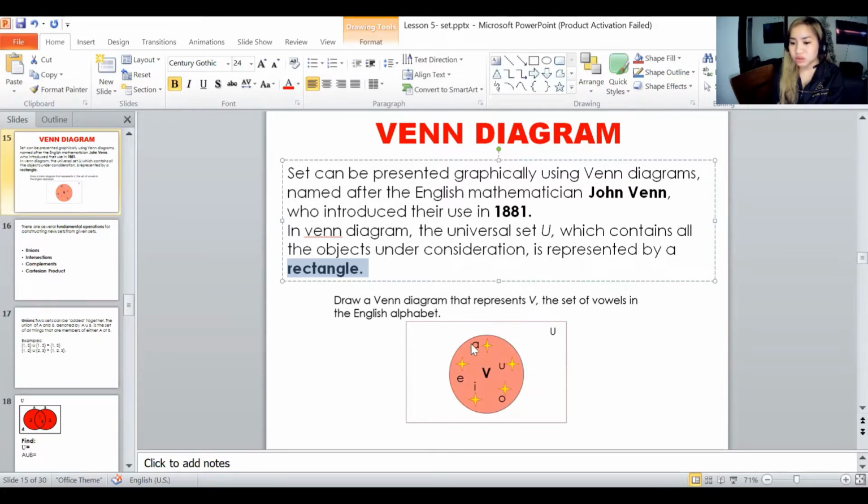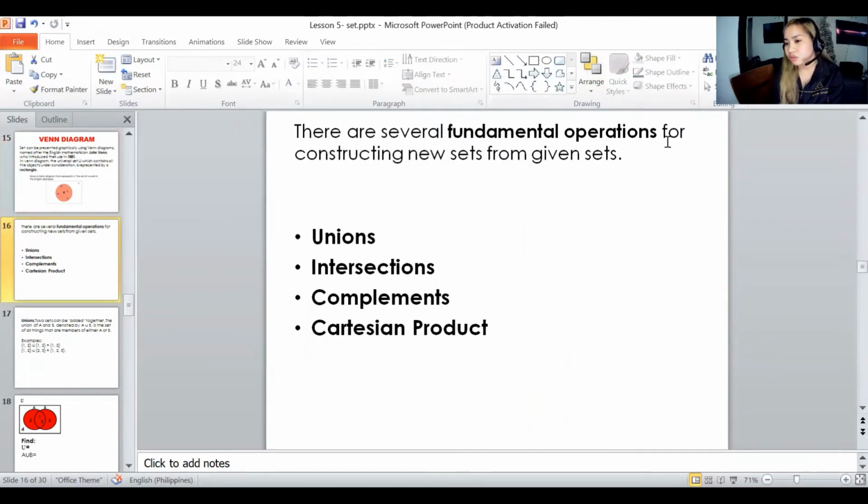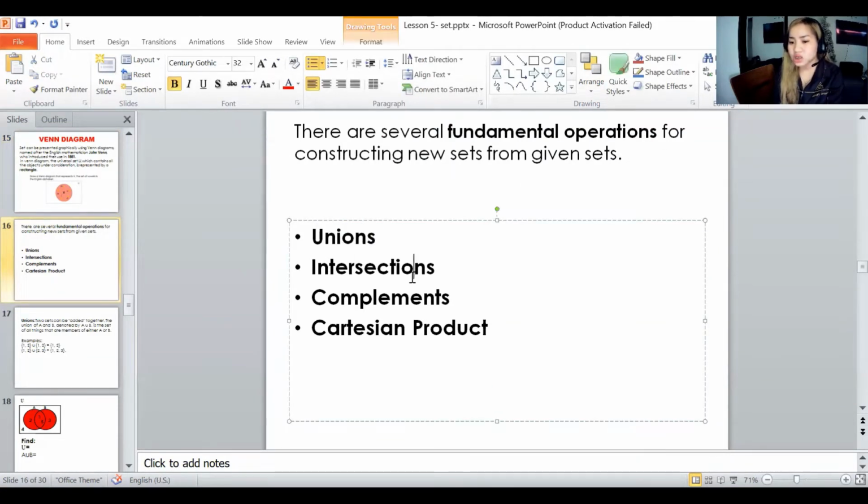Ayan. Ito naman pong A, E, I, O, U is the set of vowels in the English alphabet, or yung elements underneath set V. So, this is the universal. Pwede po siyang nasa right, pwede rin siyang nasa left. Basta nasa loob ng rectangle. Yan. So, for the fundamental operations, we have unions, intersections, complements, Cartesian product.